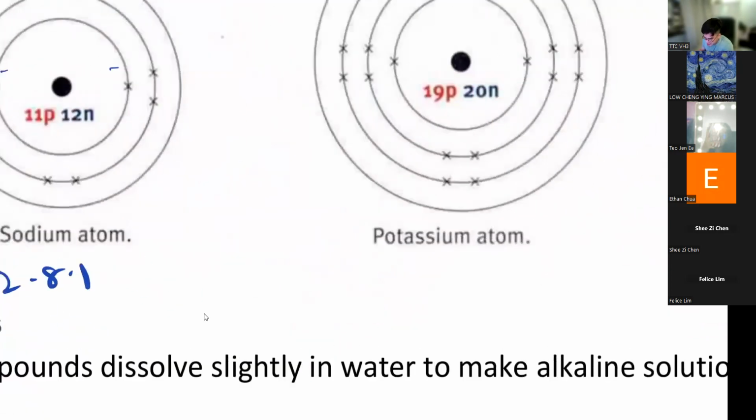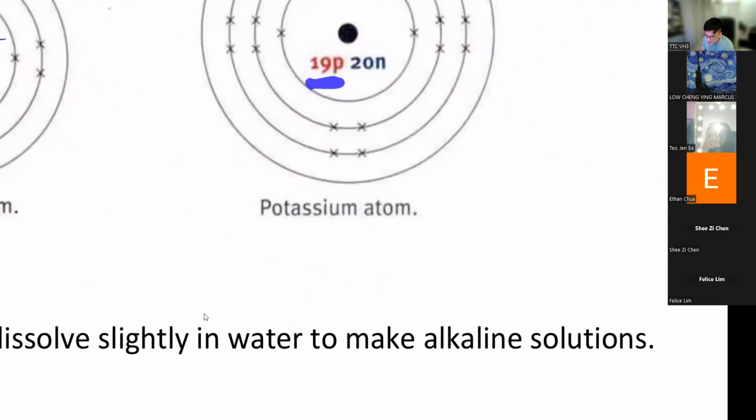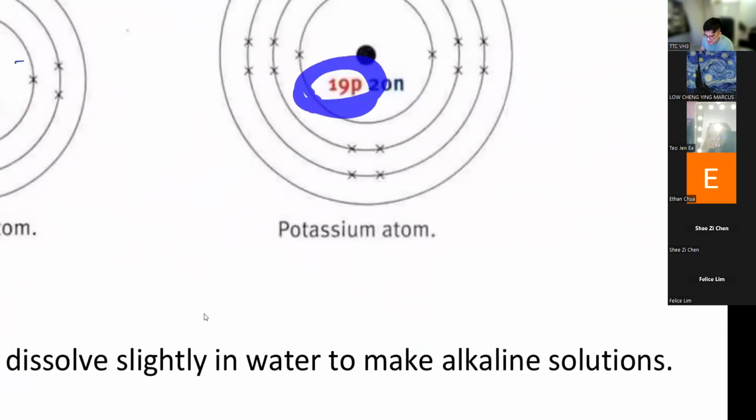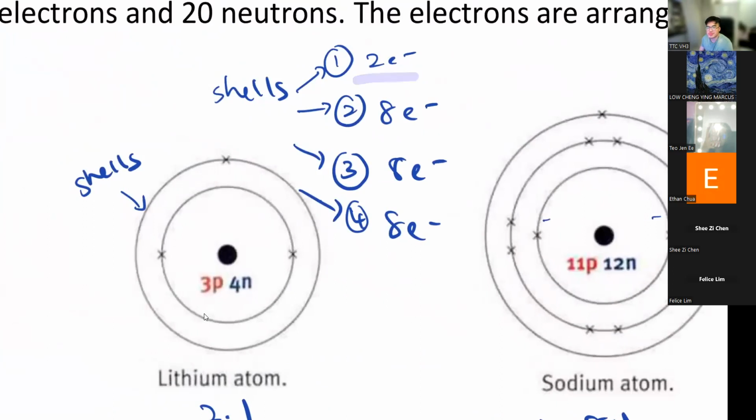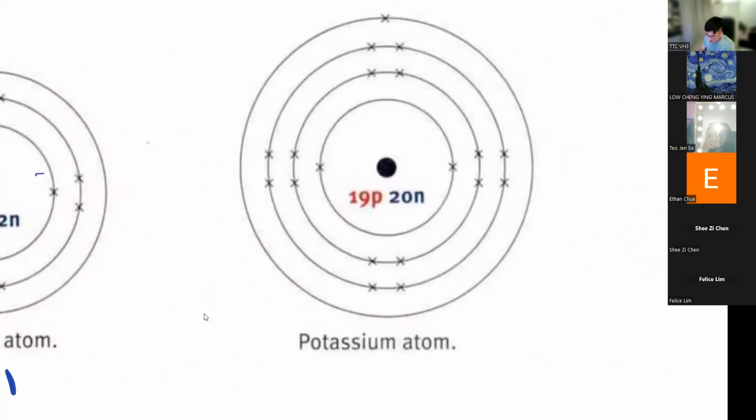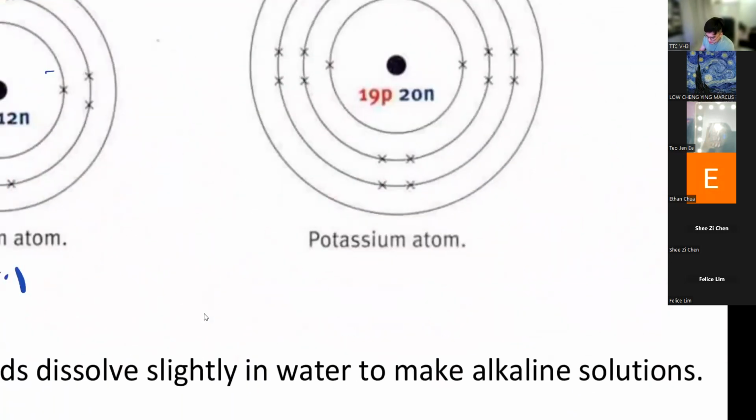All right, and then potassium has 19 protons and 20 neutrons. So now I have 19 balls. How do I put them? First bucket, I put 2. Second bucket, I put 8. Now I have 10. Third bucket, I put another 8. So now I have 18. I have one more remaining, so I put it in the fourth bucket. So you have 2, 8, 8, 1.